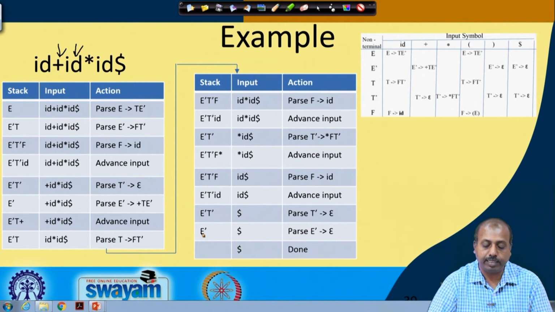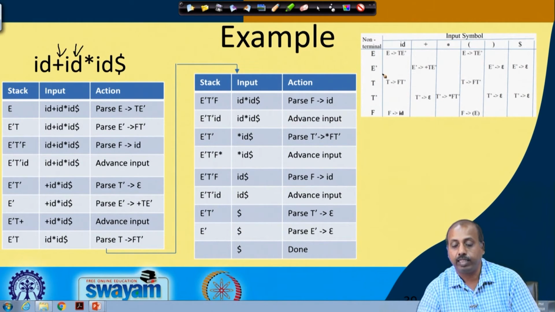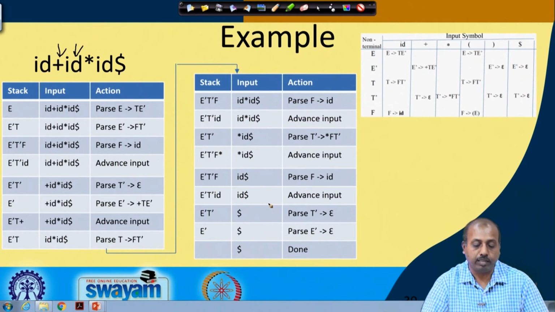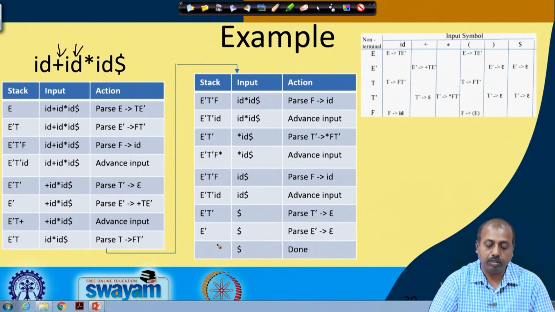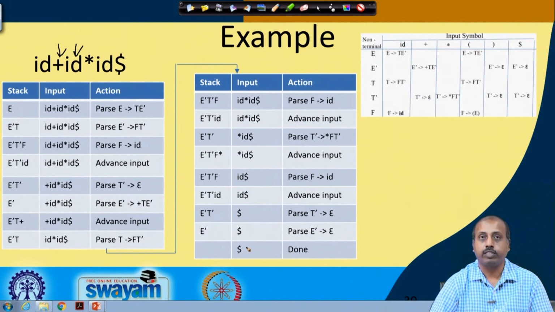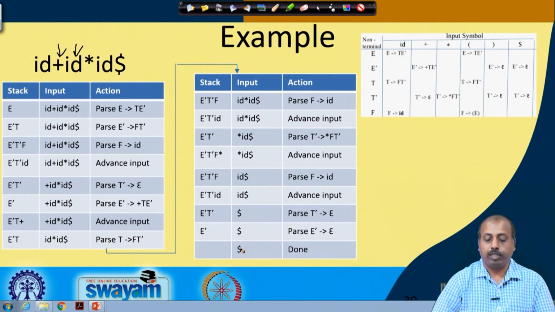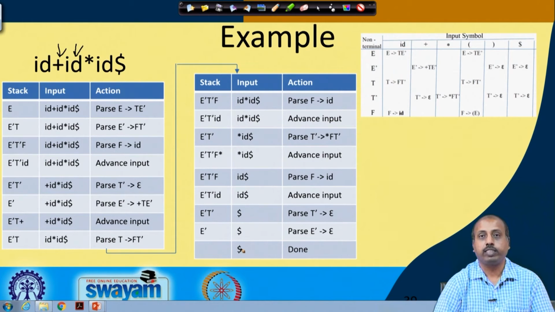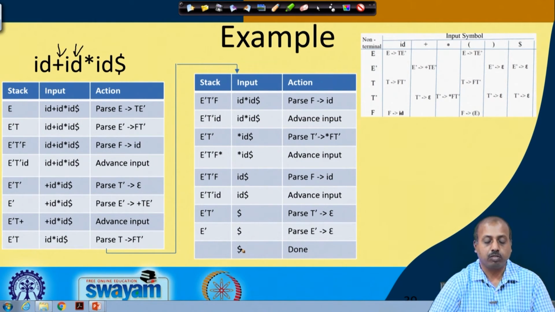Now you will have e dash and dollar. E dash and dollar says e dash producing epsilon, so that also goes out, and then the input pointer is also at dollar. So the stack is empty and the input pointer is pointing to the dollar symbol. That is the end of the string, so we could successfully parse the input sequence. This is the action.